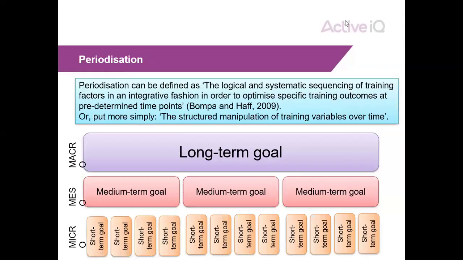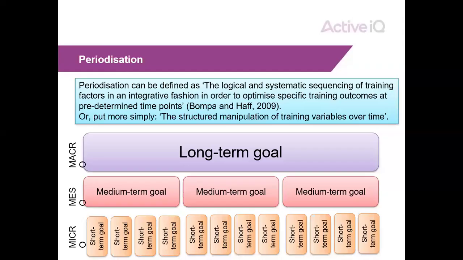As we can see, periodization and Bompa. If you're interested in doing a little bit more research, Bompa is the go-to. So we've got Bompa and Haff. And as we can see there, this will split the periodized plan into cycles. So essentially, it's a structured manipulation of training variables over time.